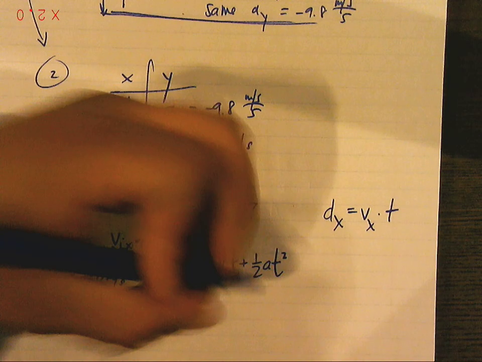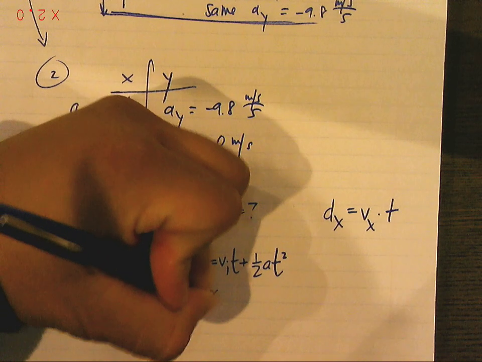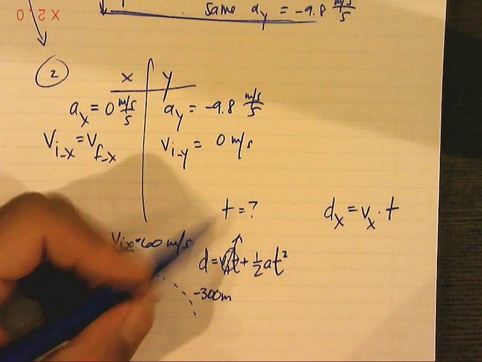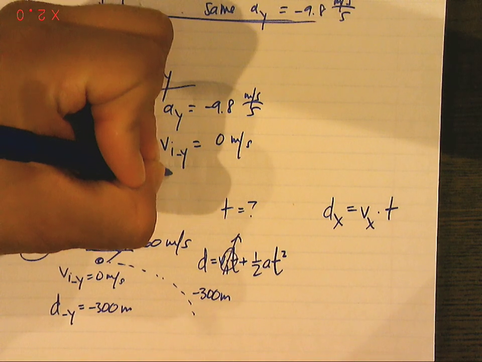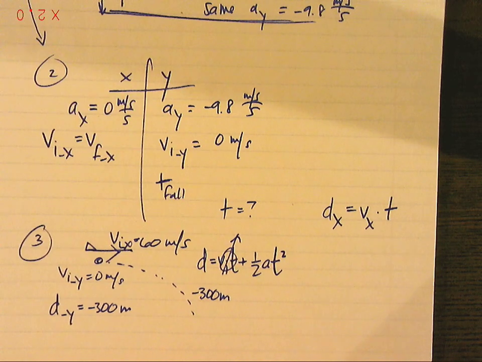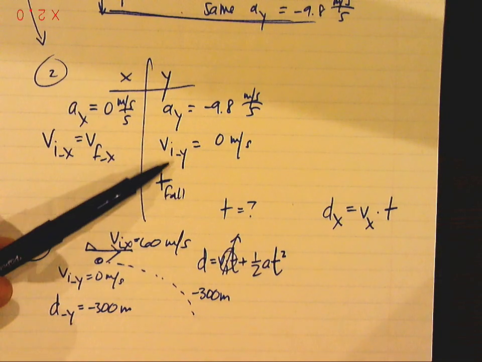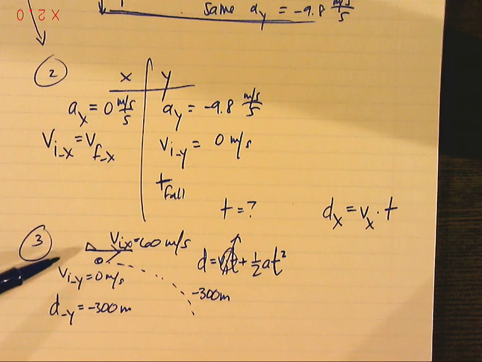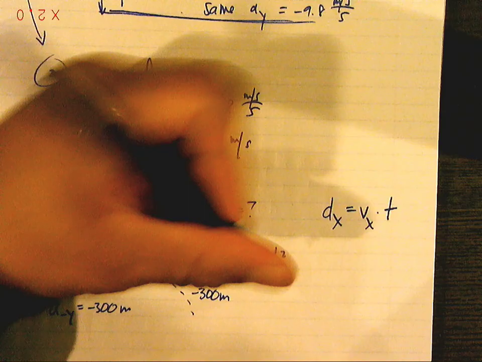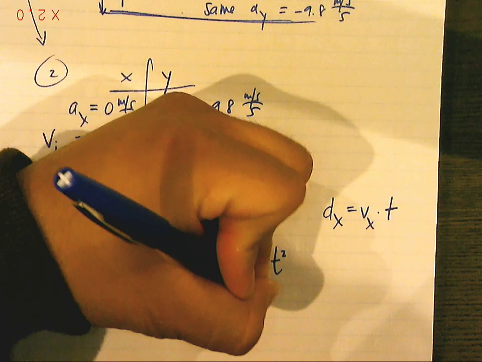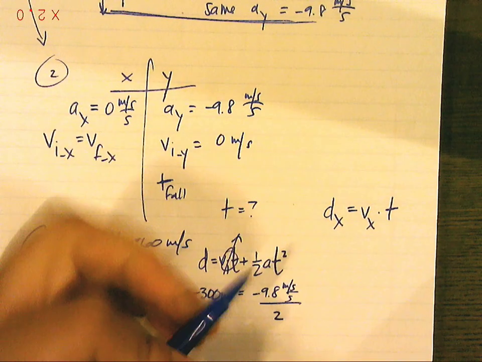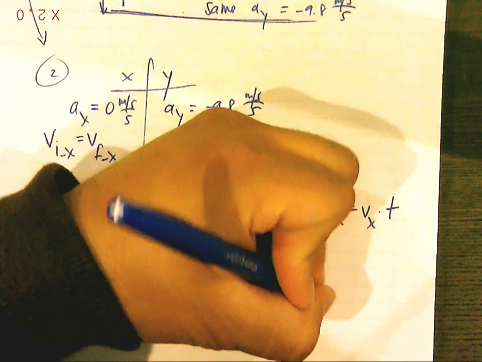My displacement falling is negative 300 meters. My initial velocity in the y, since this is the y-axis, time is always dependent on the y-axis. So I'm going to put time here, time to fall. My initial velocity in the y is always going to be 0 on these horizontally launched projectiles. And so this term drops out, so now I just get negative 9.8 meters per second squared divided by 2, that's the 1/2 times a, and then multiplied by t squared.